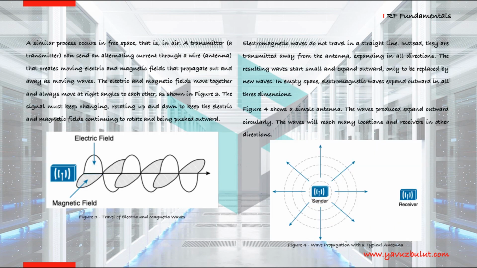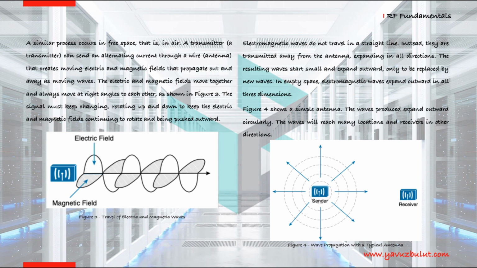The transmitter can send an alternating current with the antenna, creating the moving electric and magnetic fields that propagate out and away as moving waves. The electric and magnetic fields move together and always move at right angles to each other, as shown in Figure 3. To keep the electric and magnetic fields spinning and pushing outwards, the signal must continue to change, rotating upwards and downwards.